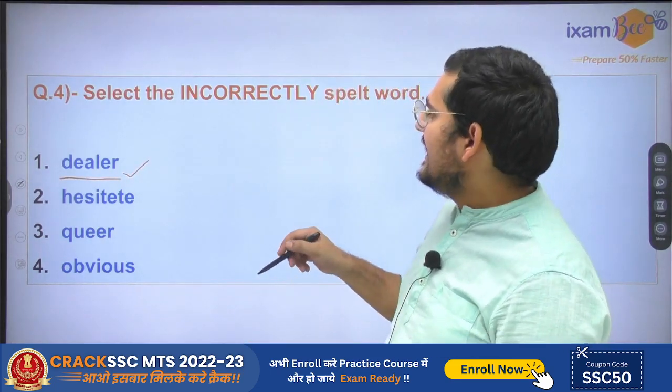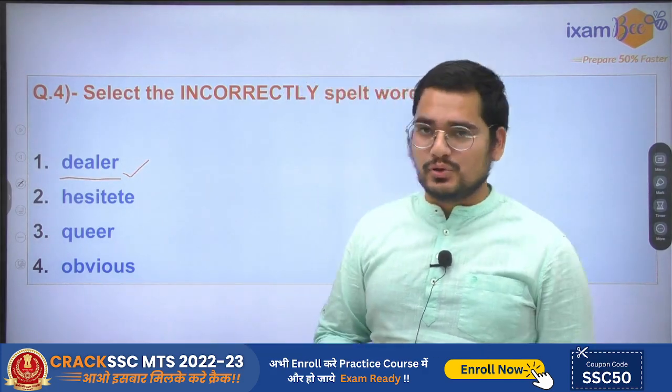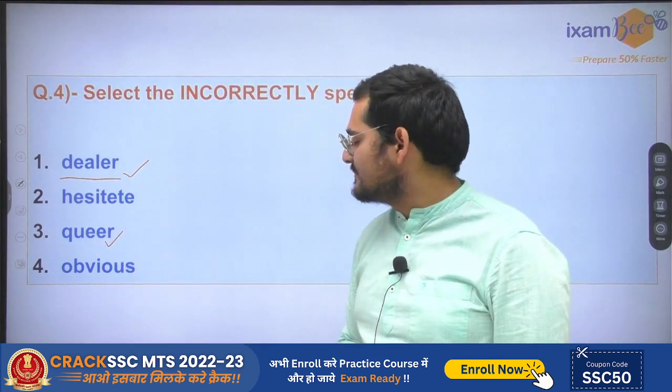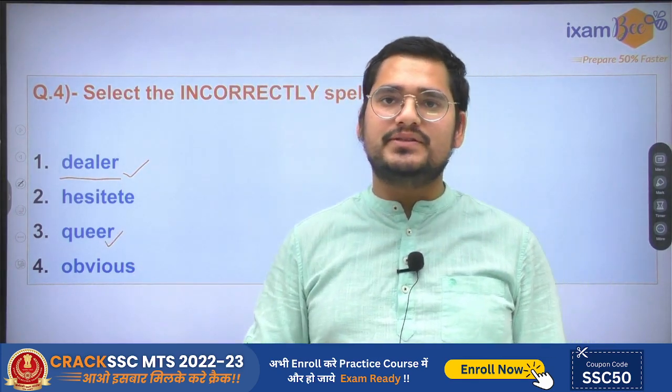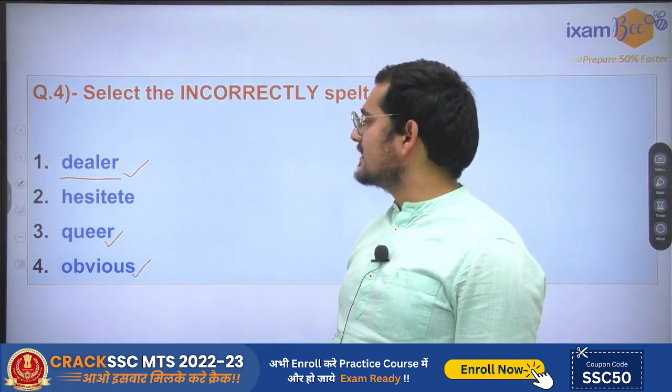Now, "hesitate." Okay, leave it right now. "Queer." Queer is also correct, double E. So yeah, this word is also correct. "Obvious." The spelling is correct. Obvious has also been spelled correctly. So this is also correct.